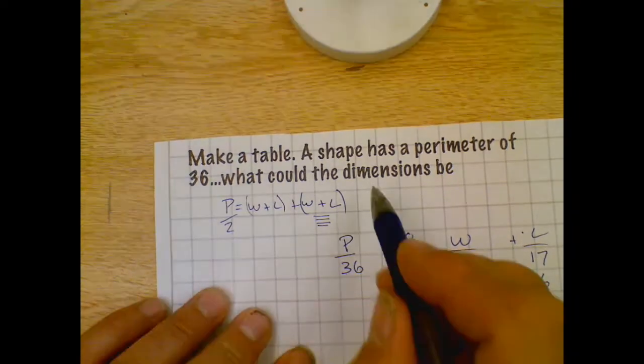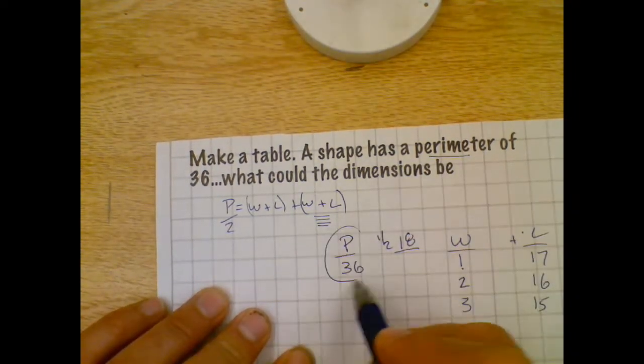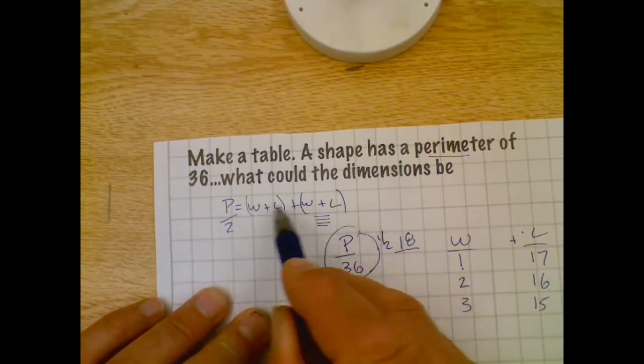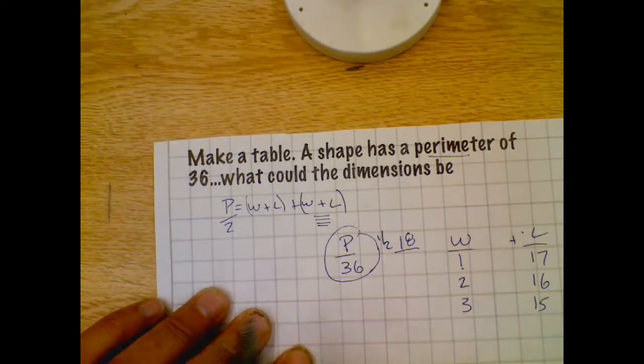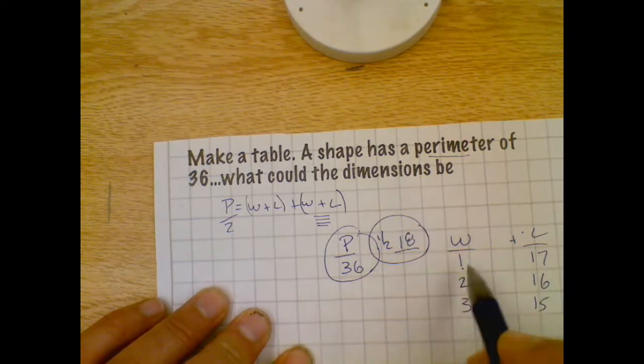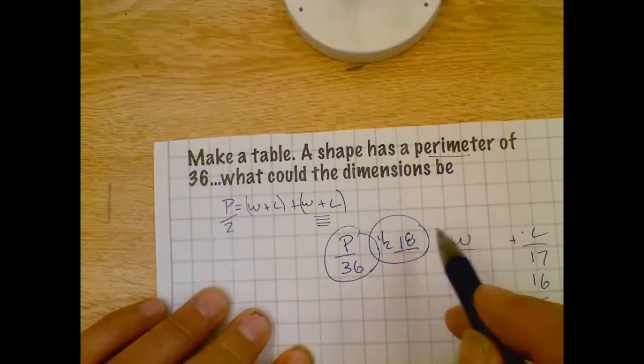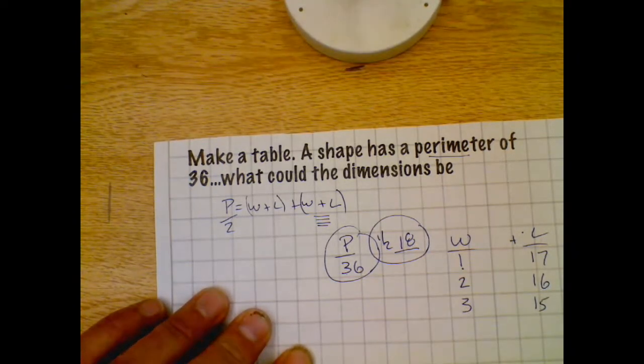The trick with perimeter then is that instead of using the whole perimeter, where you've got to worry about four different variables, if you cut it in half, you're just worrying about W plus L equals that number in half, and that's a lot easier to worry about.